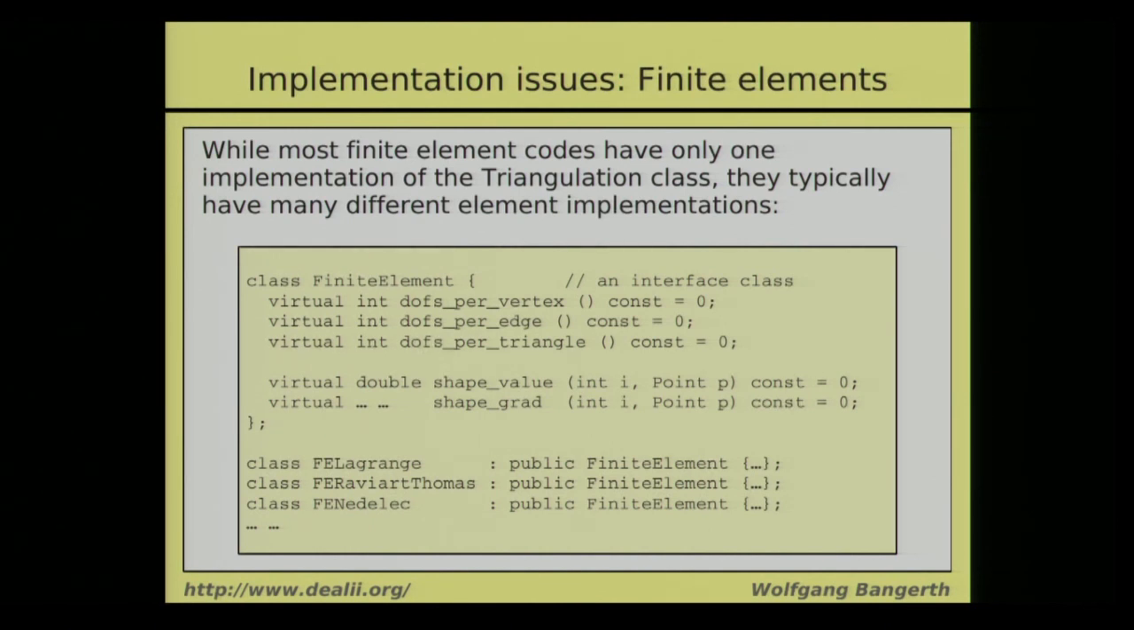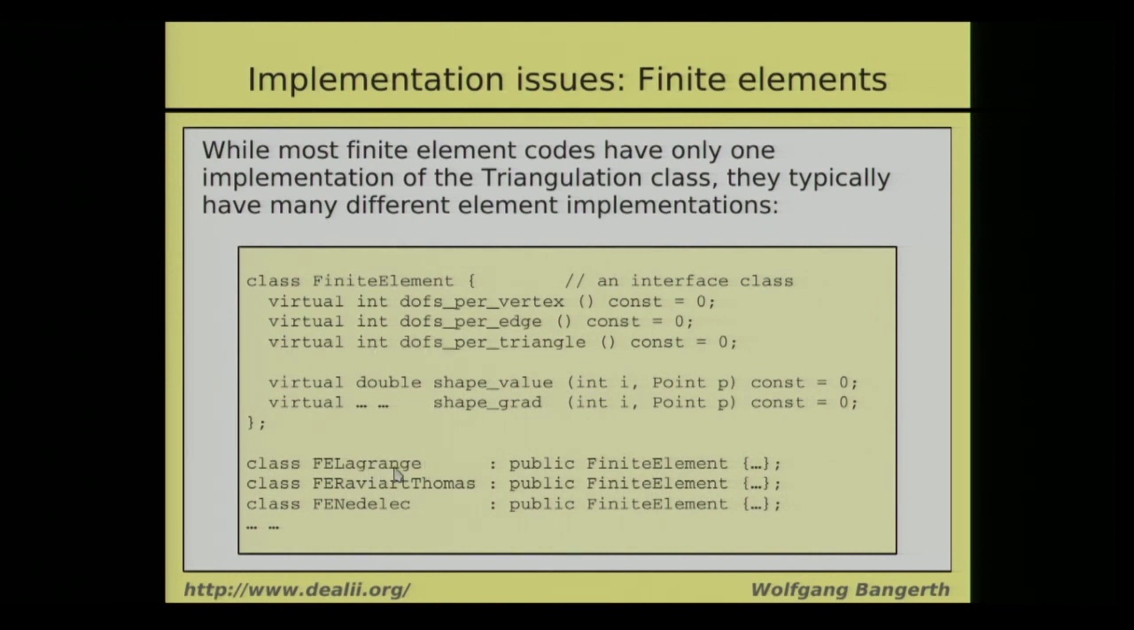In deal.II, we really have only one triangulation class, but we have, of course, many different finite elements. And again, we come back to object-oriented design, where you would represent these sort of things through an abstract base class or an interface class in multiple implementations. So in deal.II, we have one abstract base class that is called finite element. It would declare a certain number of functions, for example, DFs per vertex, DFs per edge, and so on and so forth, that are all abstract. That means the base class only declares that these sort of functions exist, but it doesn't have an implementation. And then we have multiple implementations of this.